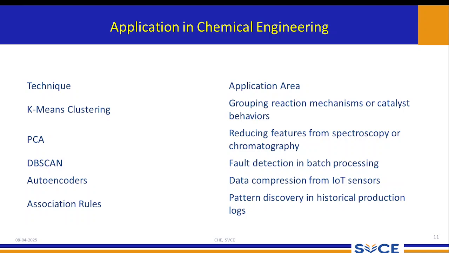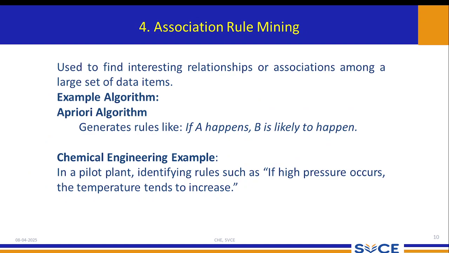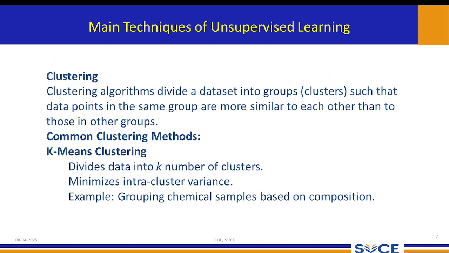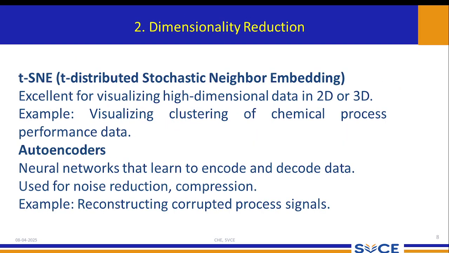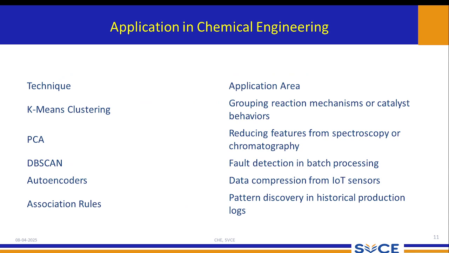We have four different types of techniques available under unsupervised learning: clustering, anomaly detection, association rule mining, and dimensionality reduction. Under these, we have principal component analysis, DBSCAN (density-based spatial clustering), autoencoders, and association rule mining, which we have seen up to the last lecture.